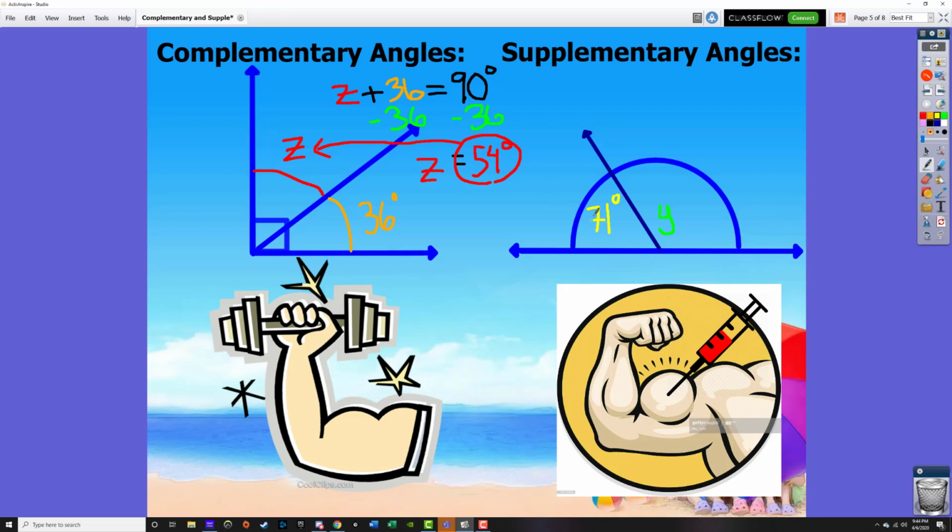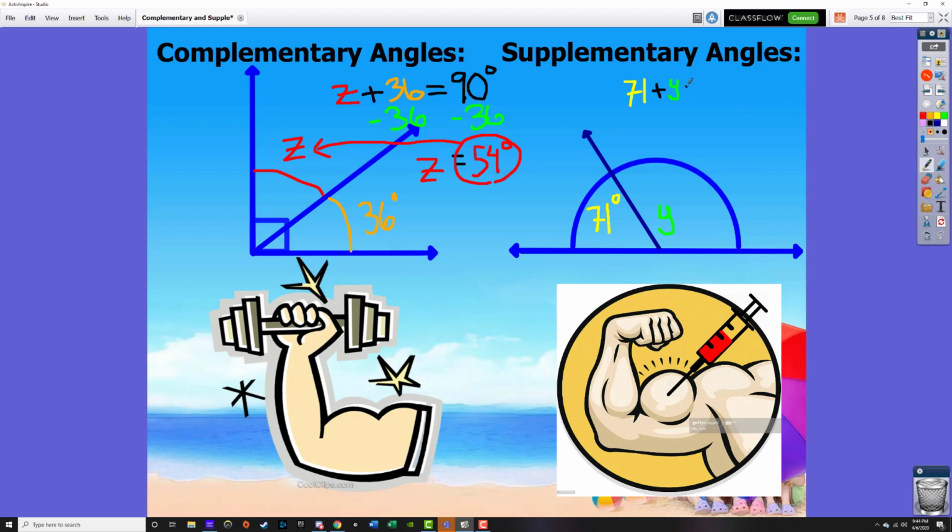Excellent. Okay, so I know when I add 71, when I add that to whatever angle Y ends up being, hold on a second, I'm going to turn down the sensitivity. There we go.